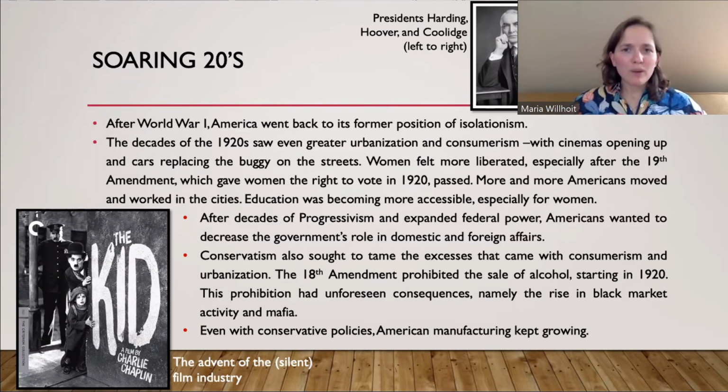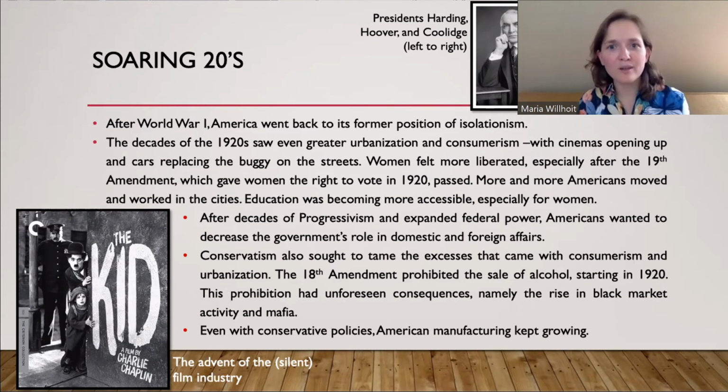But unfortunately, a lot of Americans are not going to stop selling alcohol. In some ways, this was a terrible idea because it brought the rise in black market activity and, of course, the famous mafia, Al Capone. You know, if you want to watch a good movie about the 1920s, I recommend Some Like It Hot. It's very good. It was filmed in 1959, but it's set in the 1920s.